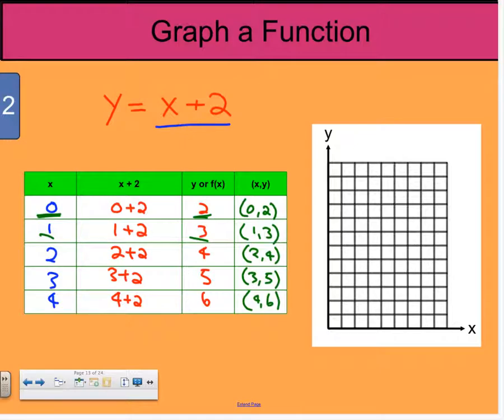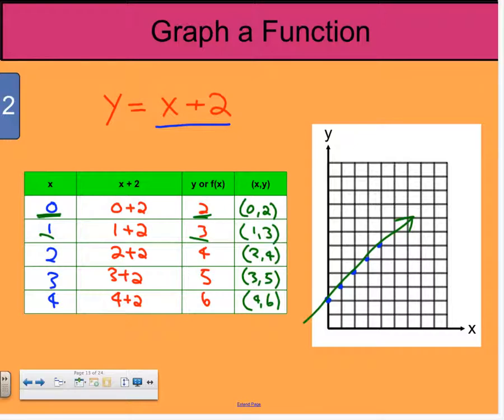Okay, so I'm going to go over 0. Remember, the first one is x, so I'm traveling along the x-axis. 0 means I'm not going anywhere. 2 means up 2, so I've got 1 point here. 1, 3, over 1, up 3. And then 2, 4, etc., etc., until I've got all my points. And there I have my graph, and if I want to, I can draw a straight line.